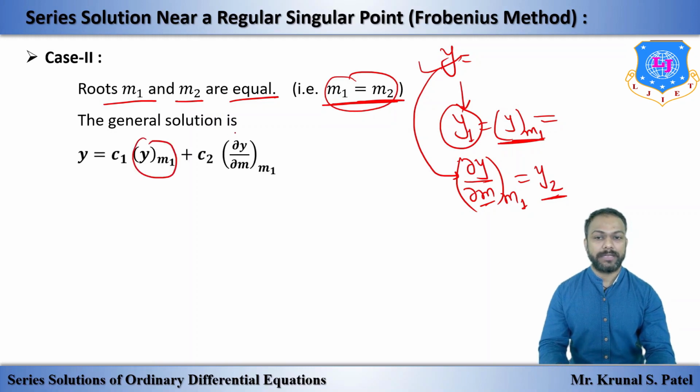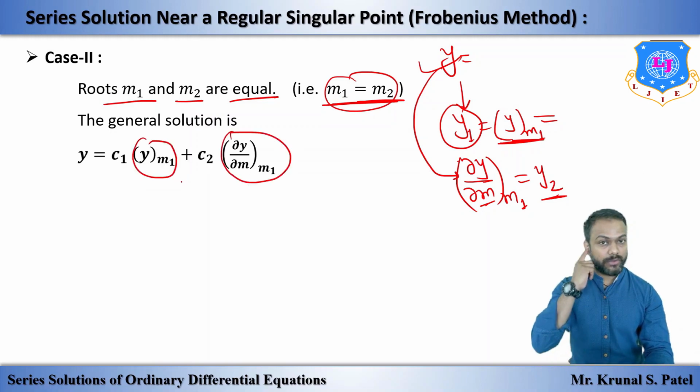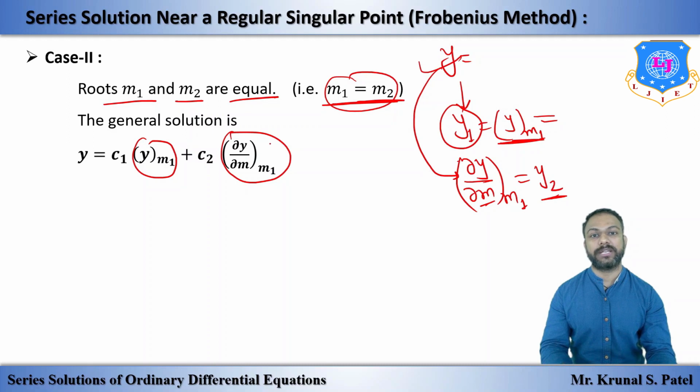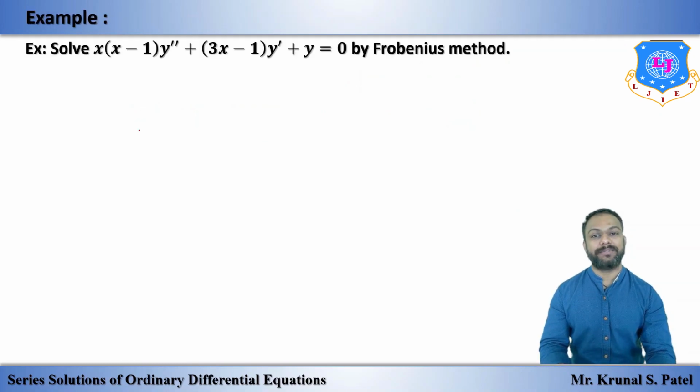This is our y1 and this is our y2. So y1 is directly the same as in the previous case, and y2 we find by differentiating y with respect to m partially, and we will put m1. So let's have a look at an example so you can understand this case number 2 better. But each and every step is the same.